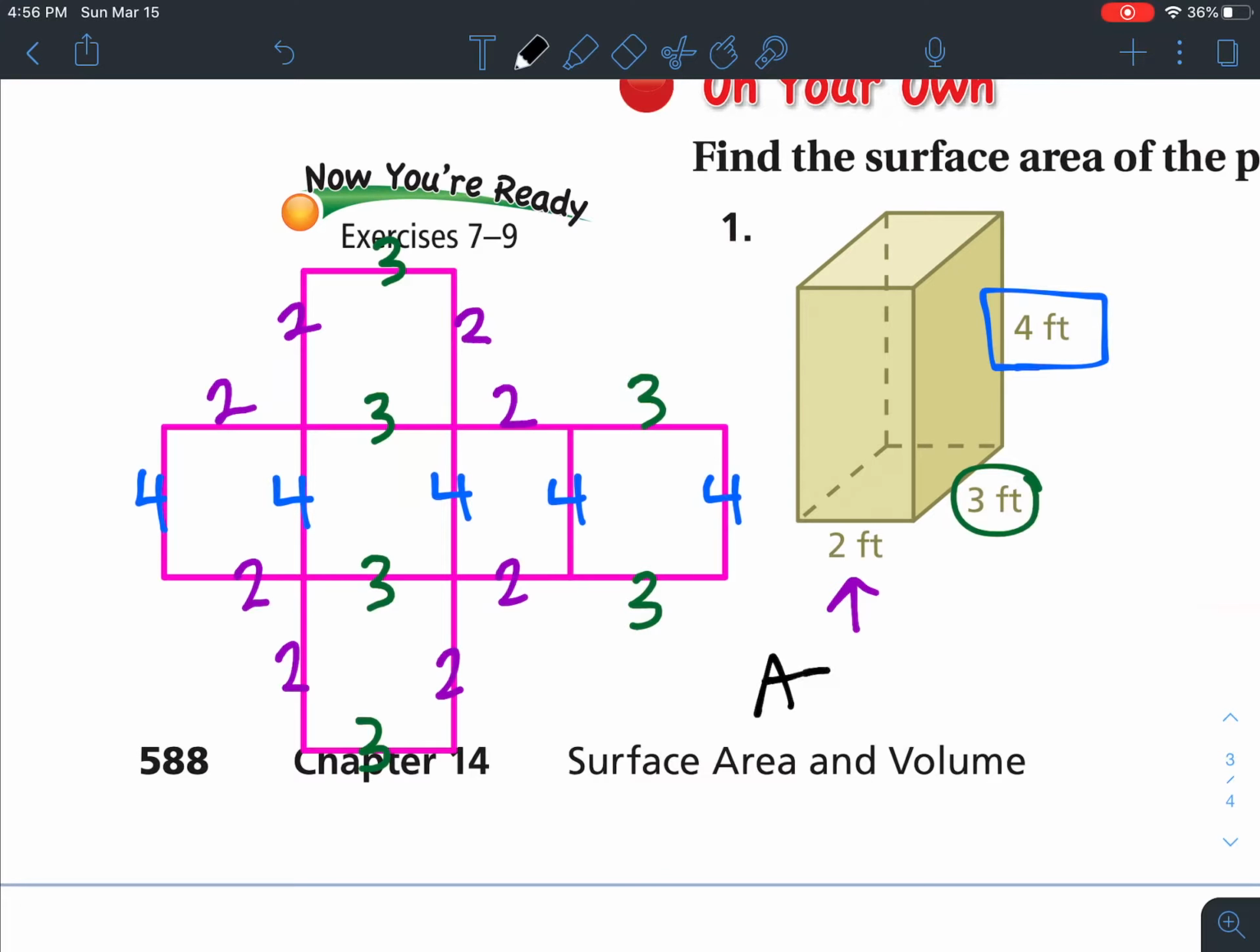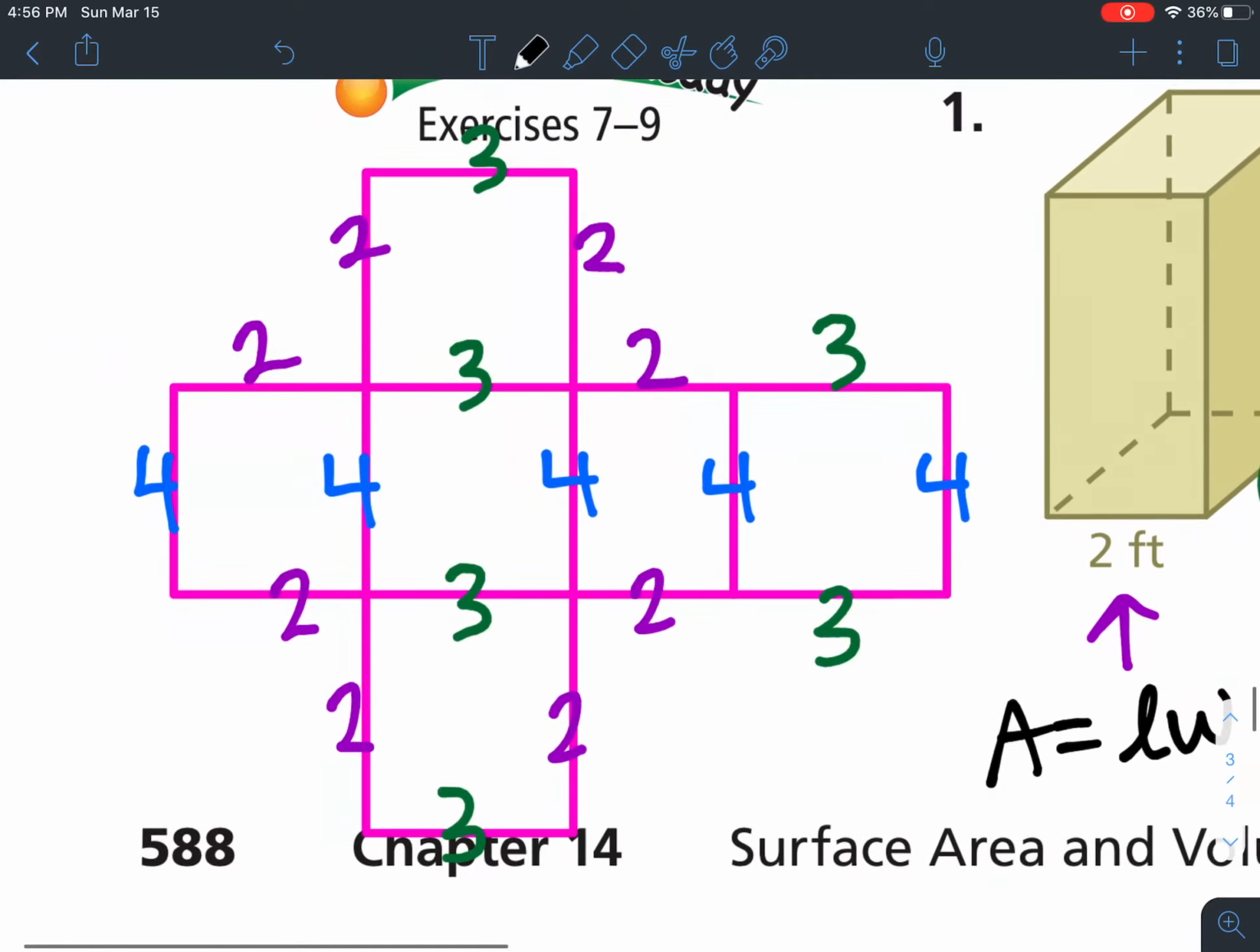So now area, surface area of a rectangle is just length times width. So all we got to do is multiply the two sides. So let's start with this one here. 4 times 2 gives us 8. The nice part about a rectangular prism is this one that's 2 away from the one we just did is the same. So that's also 8.